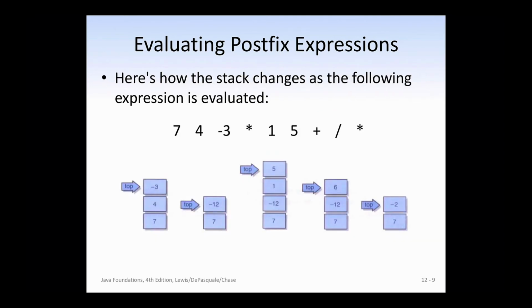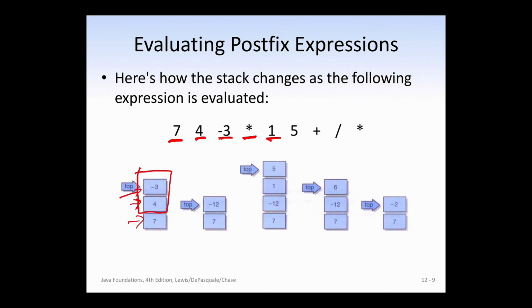So let's look at this example here. Again, we'll read this left to right. You can see the first thing is a 7, which got pushed on the stack. And then a 4, and it got pushed on the stack. And then the -3, and it got pushed on the stack. And then the next thing is the multiplication operator. When you get an operator, you pop the top 2 things off the stack, the -3 and the 4. So 4 times -3 is -12. That gets pushed on the stack.